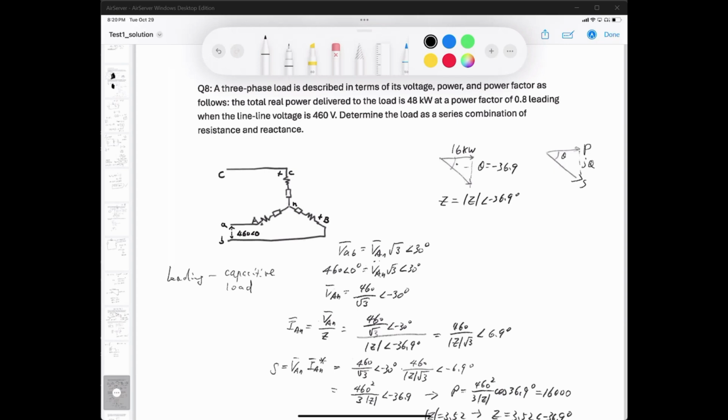Okay, so there's resistance and reactance in each part of this Y connected load. Load is a good word. Okay, so the line to line voltage is 460.